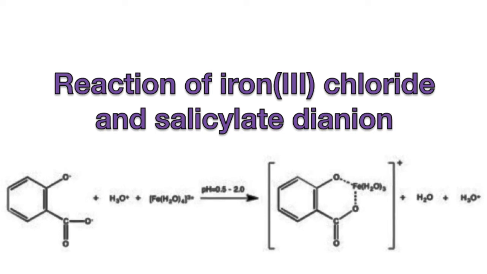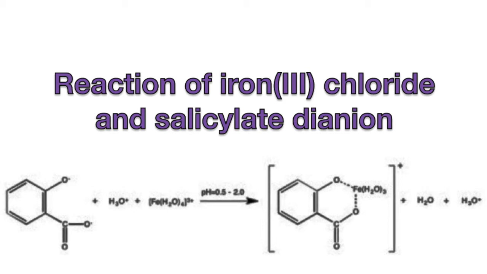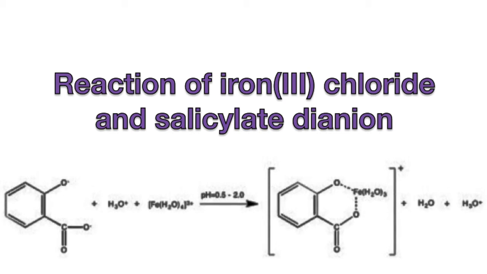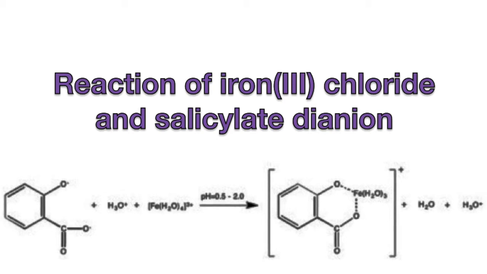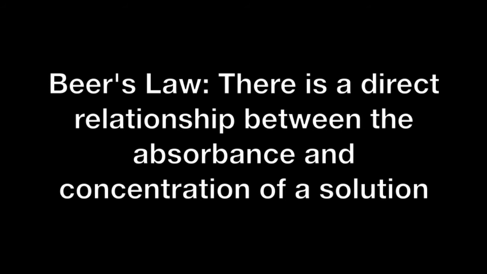When a higher concentration of iron or dianion solutions are combined together, there is a greater amount of complex which is formed, and thus a deeper purple color is seen in the solution. When a solution is a deeper color or more concentrated, more light is absorbed by that solution. The spectrometer measures the amount of light that is absorbed by a solution by way of Beer's law, which states that there is a direct relationship between absorbance and concentration of a solution.